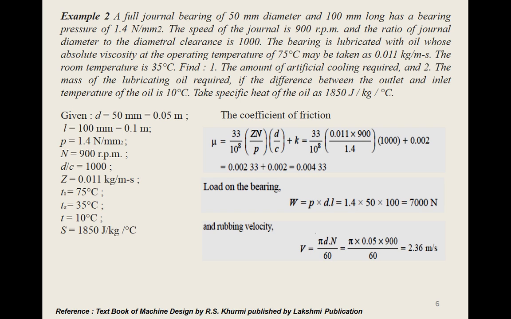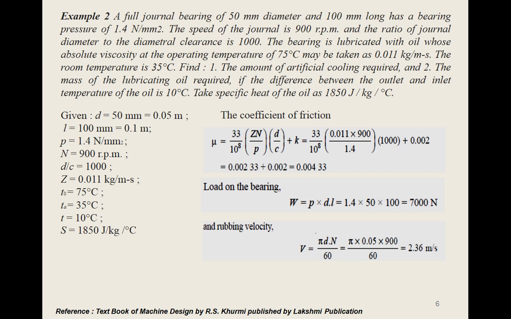So we can directly calculate the coefficient of friction in this condition by the equation mu is equal to 33 upon 10 power 8 into Zn by P into D by C, plus K. K is the clearance factor and its value is taken as 0.002. Now mu is 0.00433. The second step is to calculate the load on the bearing. W is equal to P into DL, where DL is the projected area. 1.4 into 50 into 100 gives 7000 Newton.